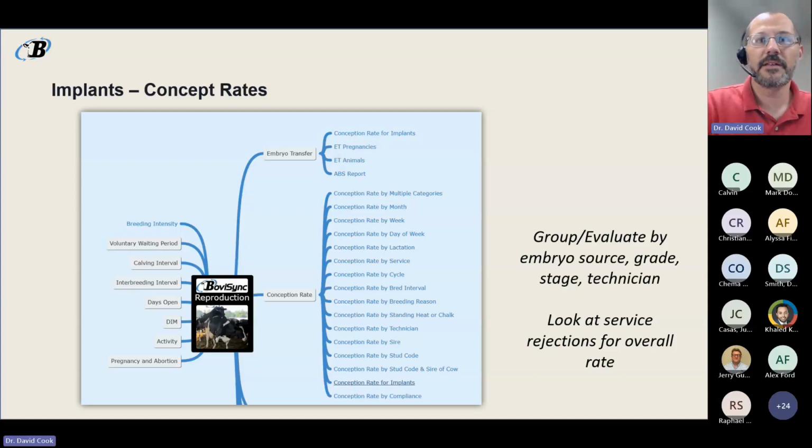Here, somebody else is asking, in BoviSync, how does the 21-day preg risk compare to Dairy Comp? There's a knowledge base that you can look up that has a further description. But probably the simplest description of the difference is within Dairy Comp, and this applies to other software.